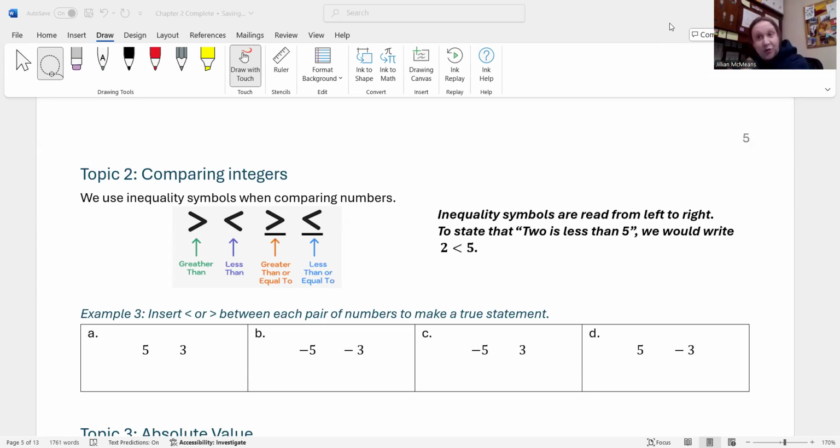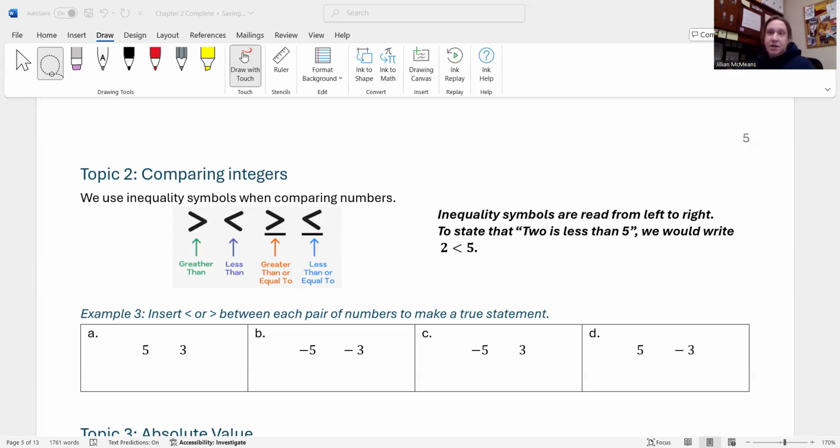Okay. So for topic two, for the eighth time, we're going to compare integers. When you're in a math class of this nature, when you're talking about comparing numbers, we're talking about comparing the size of the number, which number is bigger, which number is smaller. That's all we're really doing here. And in some cases, it's really easy.